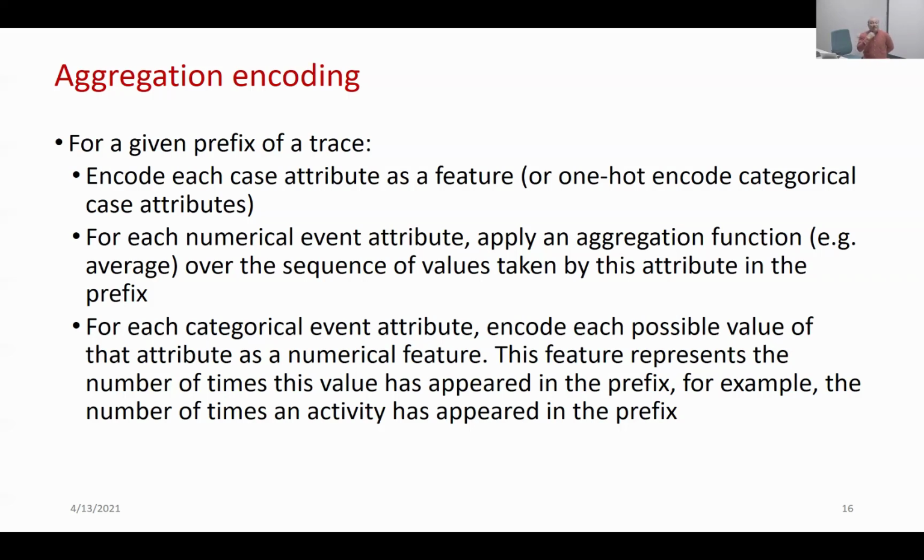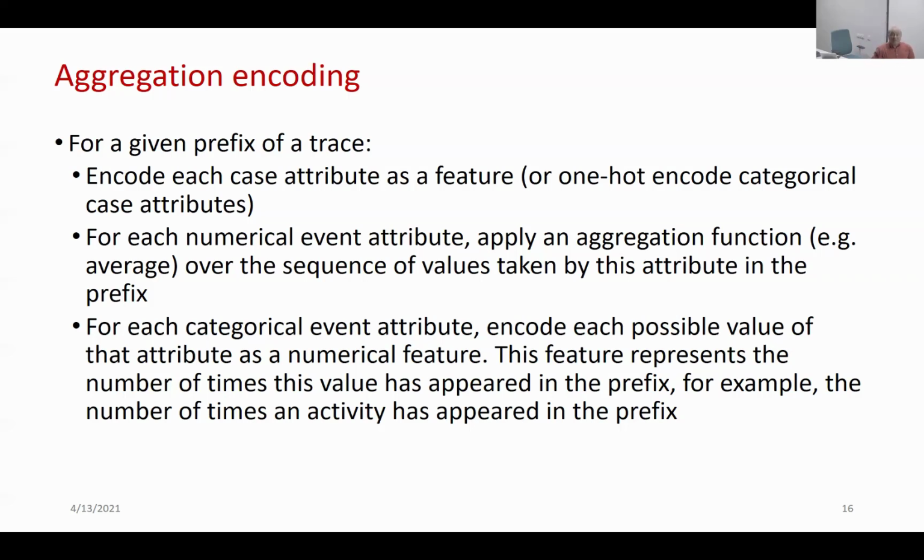Then I look at the next possible activity label, B, and I look at the prefix, and I see how many times B has occurred in this case. Maybe 0 times, so I write 0. Then I take activity C. How many times has it occurred in the prefix? Maybe 1, so I write 1, etc.